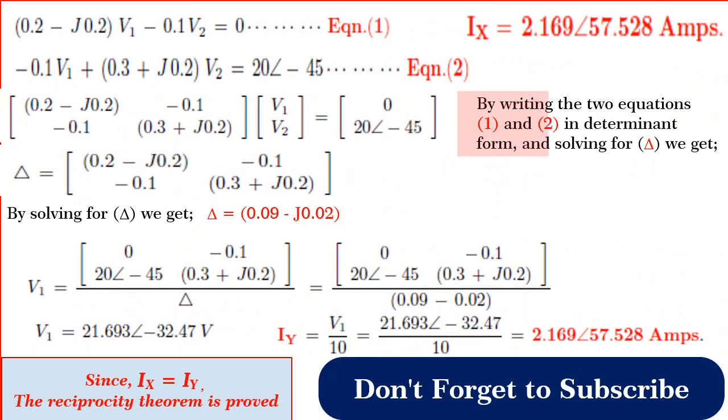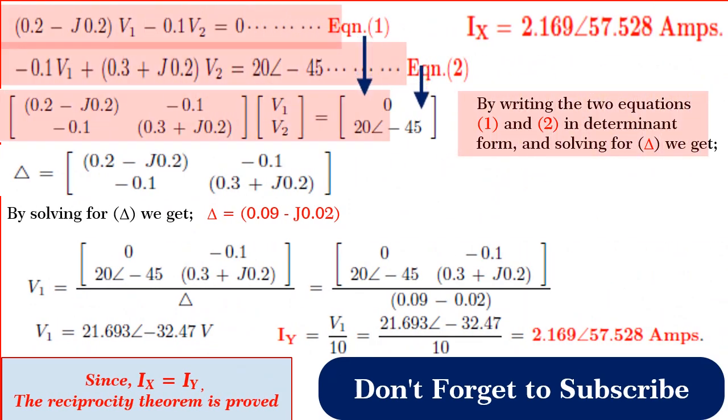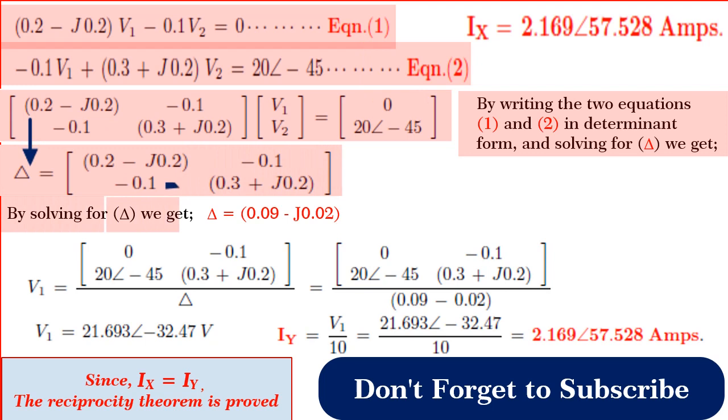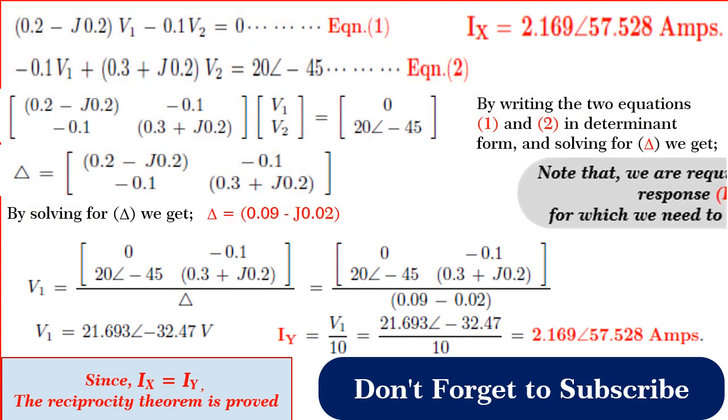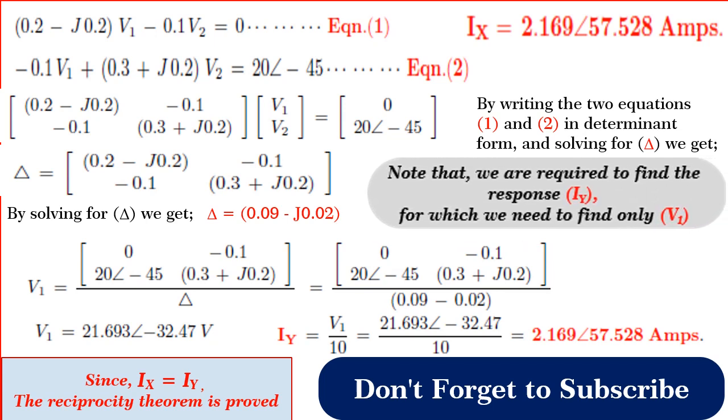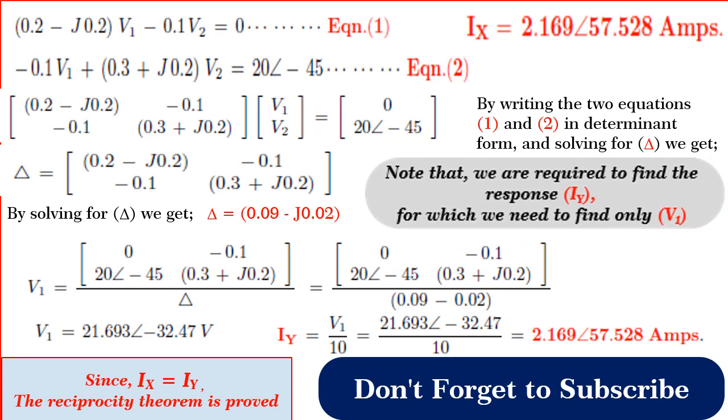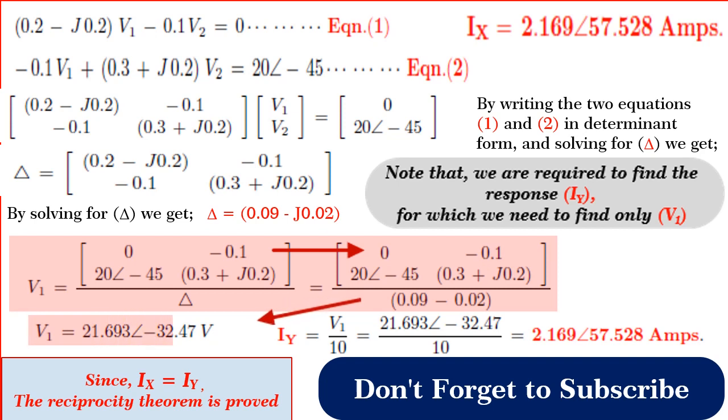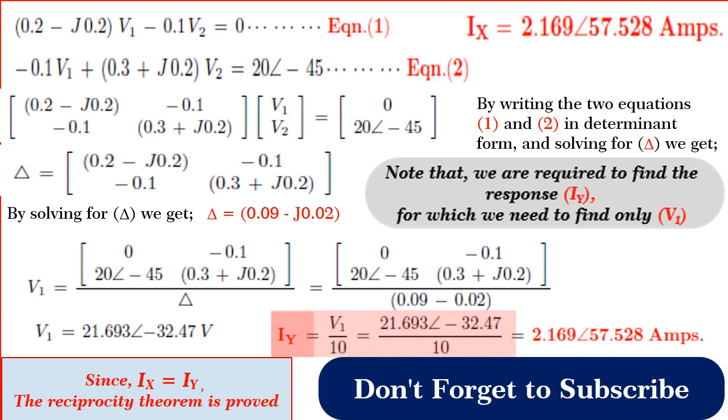Friends, by writing the two simultaneous equations in the determinant form and solving for delta, we get delta is equal to 0.09 minus j0.02. Note that we are required to find the response Iy, for which it is enough if we find V1. So, by solving for V1, we get V1 is equal to 21.639 angle minus 32.47 volts. But Iy is equal to V1 divided by 10.